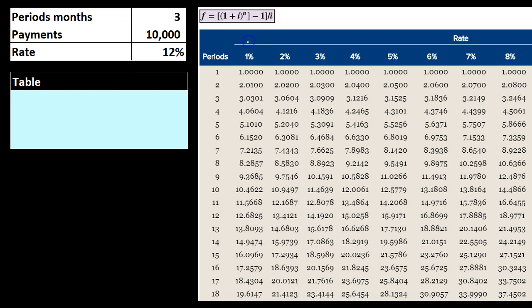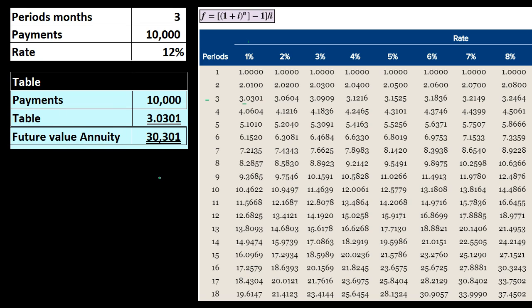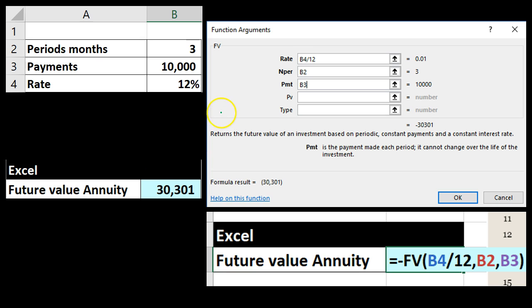We're at the 1% per month. And then we just choose the number of months, which in our case is going to be 3, that giving us the 3.0301. So we've got the payments, 10,000. We've got the amount, 3.0301, that giving us the future value of the annuity, 30,301. Then if we take a look at our functions within Excel, we can do this with a function within Excel.